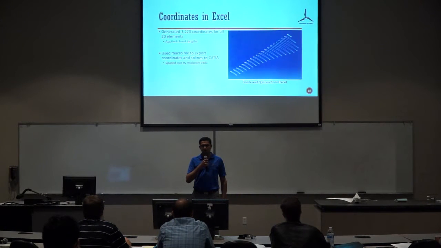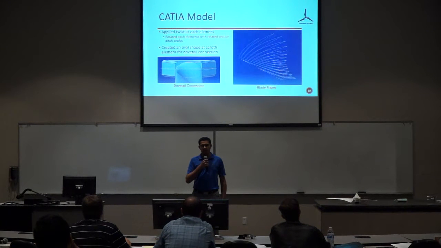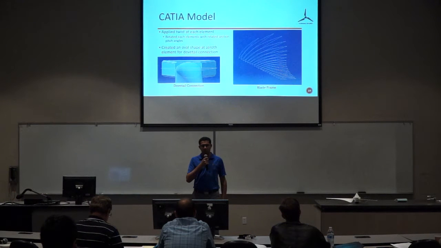Then the team generated about 1,200 coordinates for all 20 elements in Excel. The chord lengths determine the size of the airfoils. Then the team used a macro to export the coordinates and splines into CATIA. These splines are automatically spaced out based upon their midpoint radii. The CATIA model was done by twisting each of the elements, or splines, at their respective section pitch angles. Also, the team created an oval shape at the 0th element for the dovetail connection.